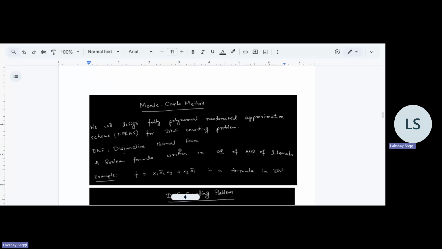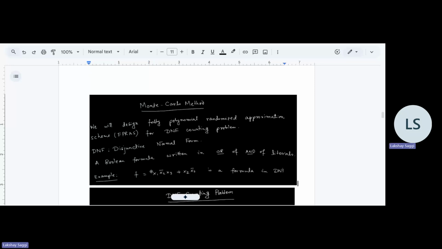DNF stands for disjunctive normal form, and what this means is that it's a Boolean formula written as an OR of ANDs of literals. A Boolean formula is in disjunctive normal form if it's written as an OR of ANDs. So you take some literals and take their ANDs, and you take multiple such groups of literals and take their ANDs, and all of these are merged by ORs.